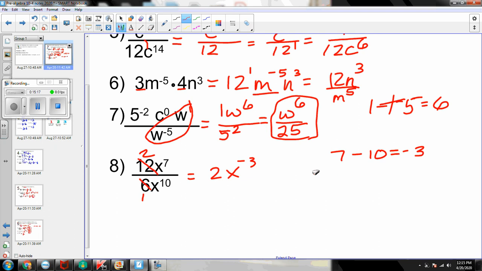Have I simplified all the way? No, because I have a negative exponent. So 2 is really to the first power. Remember, if there's not an exponent written, it's to the positive 1 power. So the 2 stays in the numerator. The x to the negative 3 moves to the denominator, and when you move it, the exponent becomes a positive 3. So my answer would be 2 over x to the third.